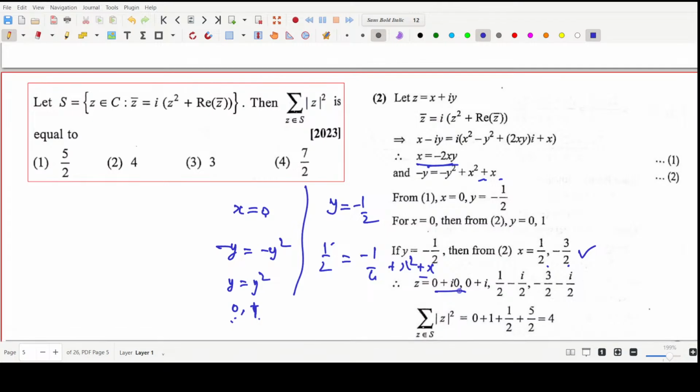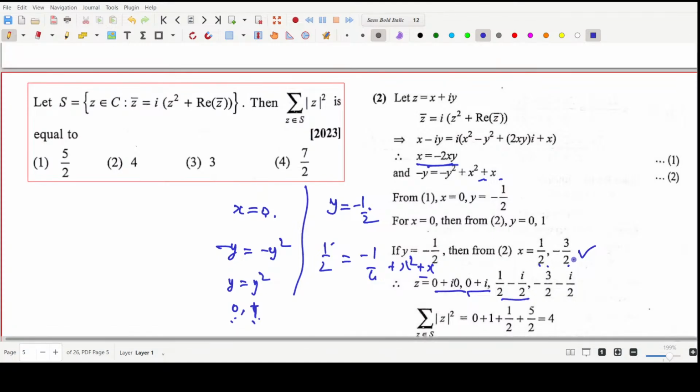So 0 plus 0i is one solution. 0 plus i is another solution. Half minus half i is the third solution. And minus 3 by 2 minus half i is the fourth solution.